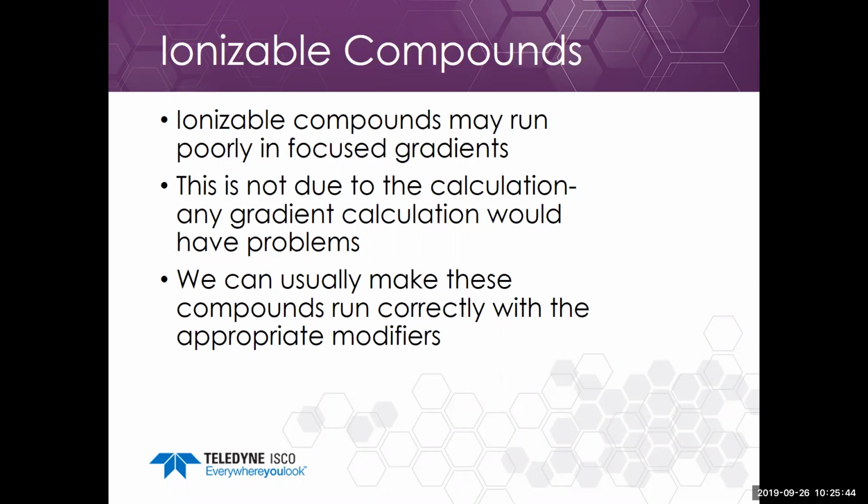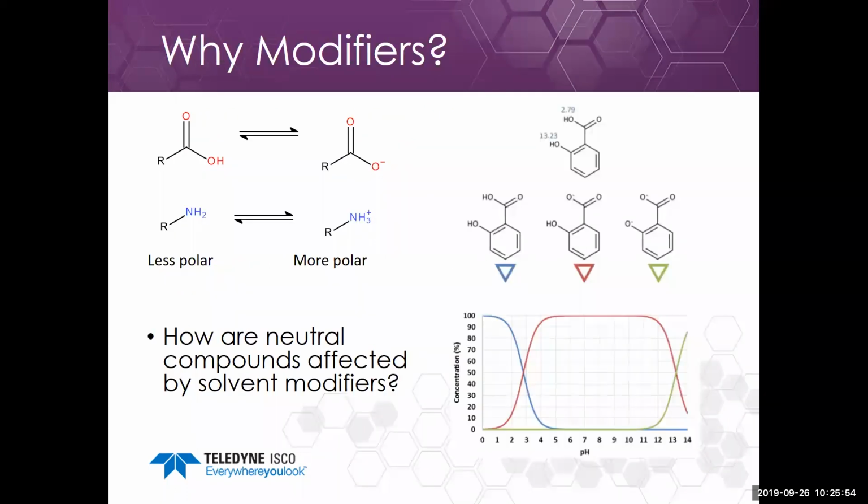Ionizable compounds can run poorly in a focus gradient, and we can make the compounds run properly with modifiers, and we'll show you that. The problem is that the compounds are in equilibration. Acidic compounds are in some sort of equilibration between the free acid and its conjugate base. Likewise, bases, usually amines, are also in equilibrium with a more polar form.